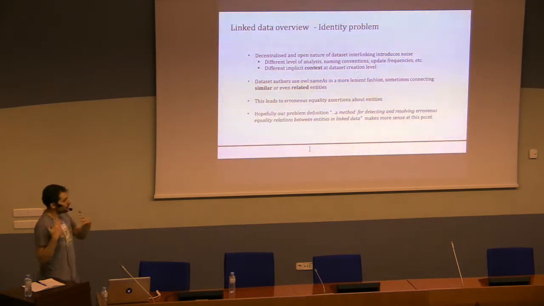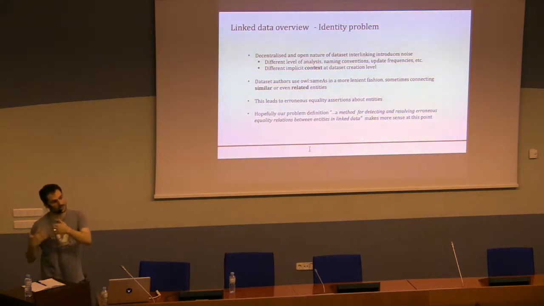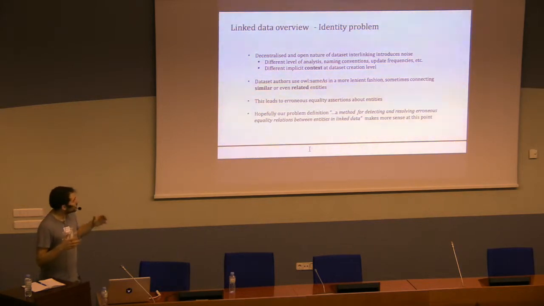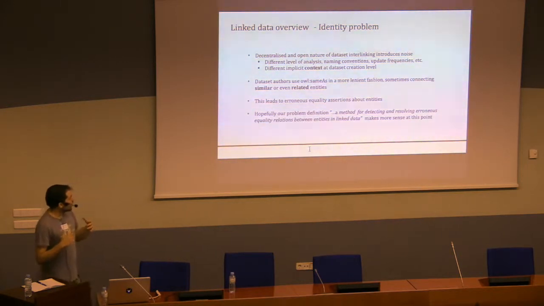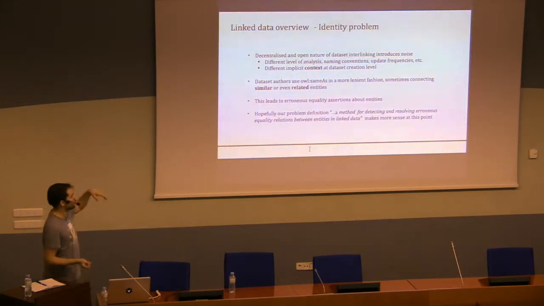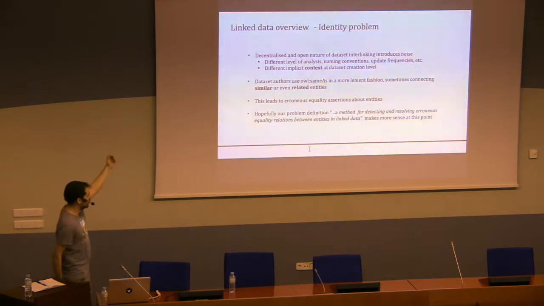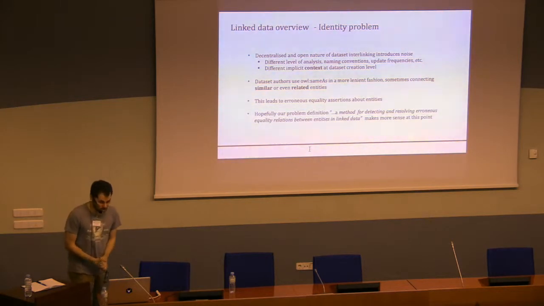So when the interlinking part comes, sometimes you're not connecting two entities that are referring to the same real-world entity, but two entities that are similar or even related. So, of course, this leads to erroneous equality assertions about entities. And now, hopefully, after all that, our initial problem definition, that is a method for detecting and resolving erroneous equality relations between entities in linked data, makes more sense.